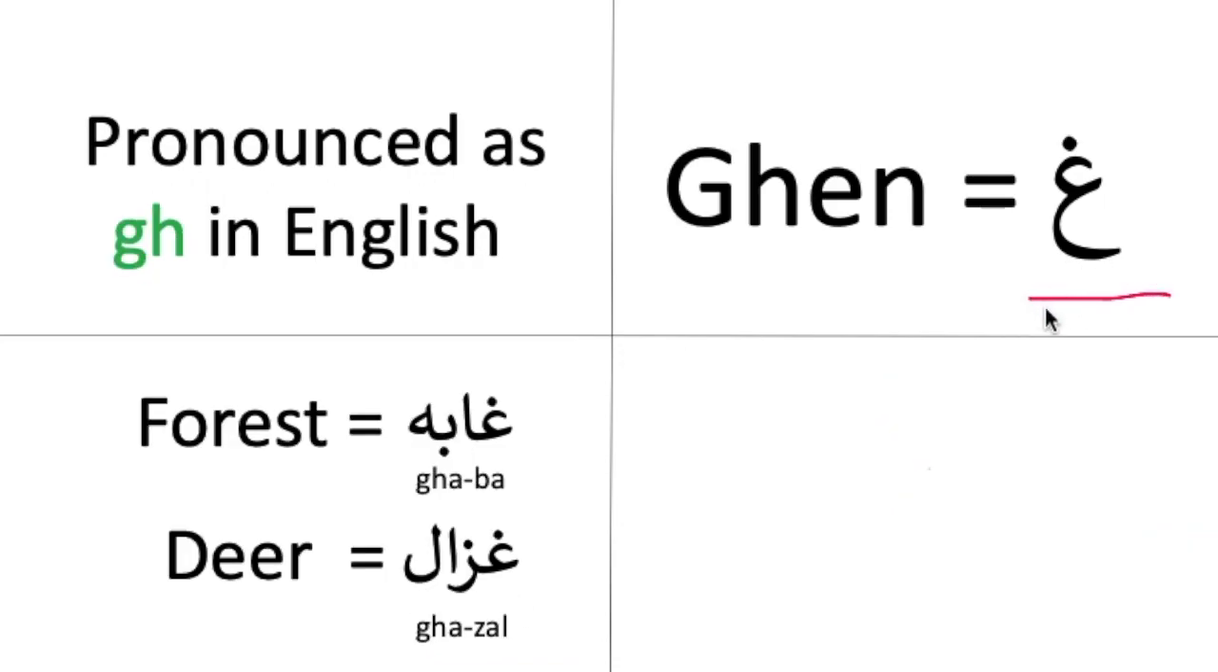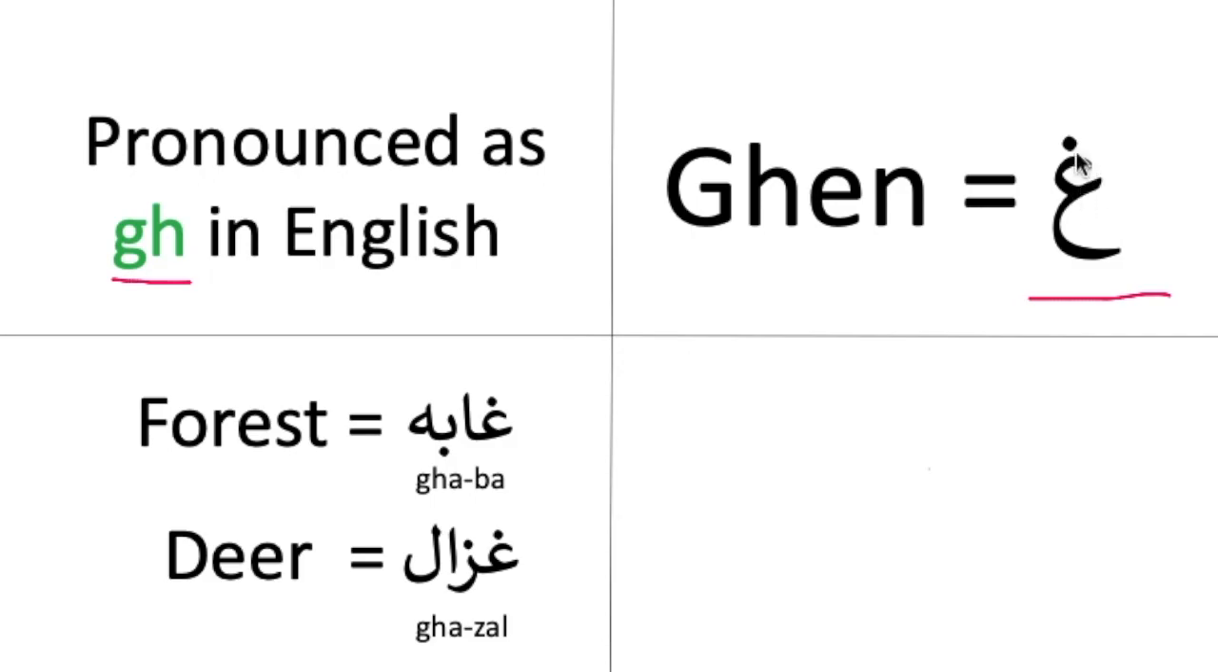Ghain. Ghain is the twin of ayn. You see, it looks like ayn, but has only one dot on the top. But it is pronounced differently than ayn. Ghain is pronounced as gh. Some people, when they pronounce it like GH, are trying to get as close as they can to English, but there is nothing in English pronounced like ghain.